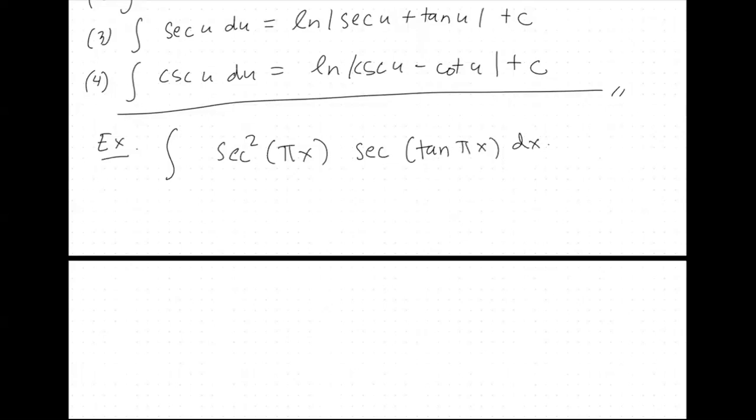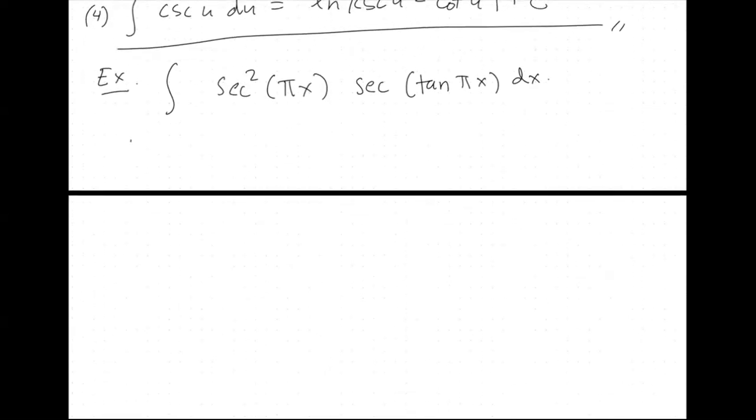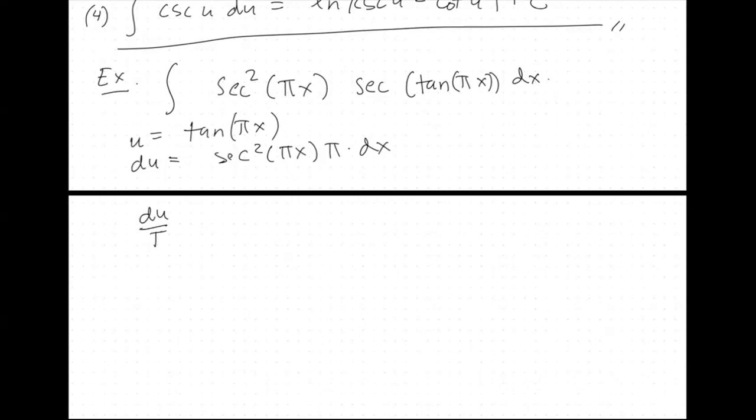Okay. So that's our solution. Our u here, we will let u be tangent of pi x. And then du is secant squared of pi x times pi times dx. That means du over pi is secant squared of pi x dx. So here we put this in a box.